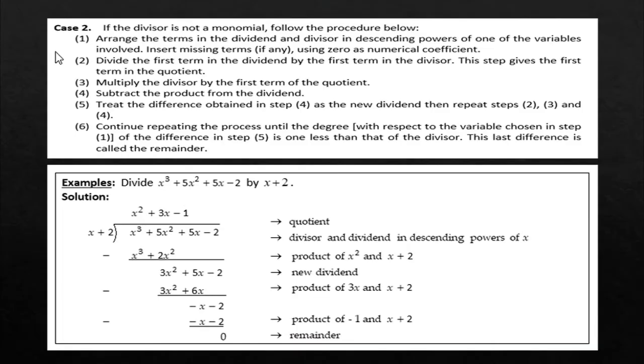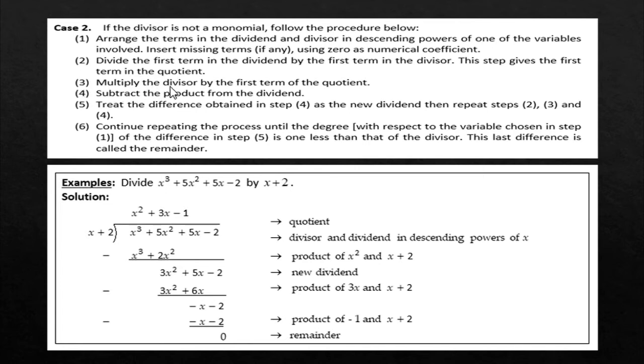Then we have case 2. If the divisor is not a monomial, follow the procedure below. One, arrange the terms in the dividend and divisor in descending powers of one of the variables involved. Insert missing terms, if any, using 0 as numerical coefficient. 2. Divide the first term in the dividend by the first term in the divisor. This step gives the first term in the quotient.